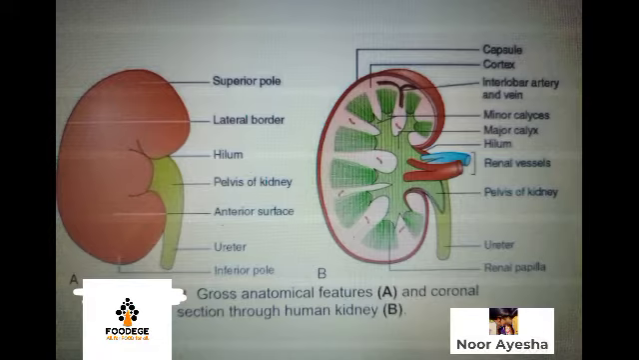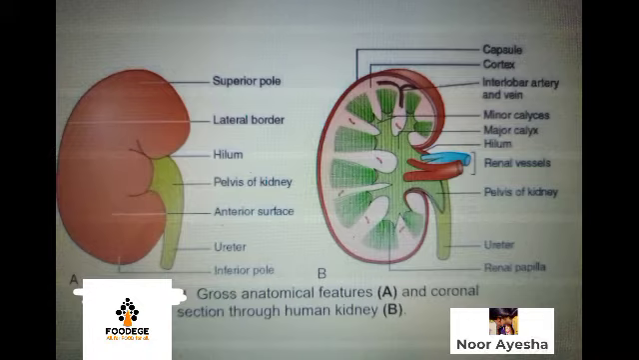The picture is showing gross anatomical features of a human kidney. Talking about the size and shape of kidneys, during life the kidneys are reddish brown in color. Each kidney in an adult human weighs about 150 gram and measures approximately 10 cm in length, 5 cm in width and 2.5 cm in thickness.